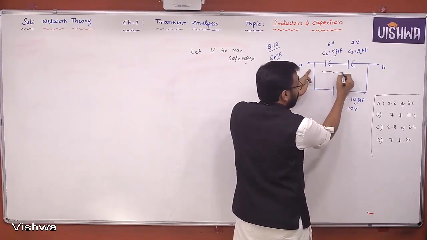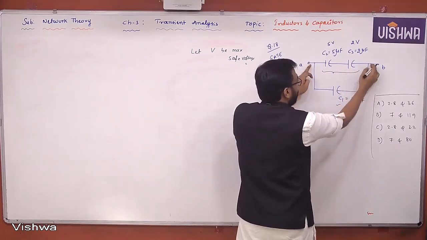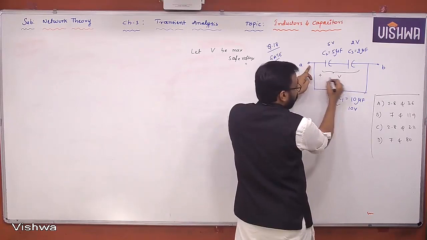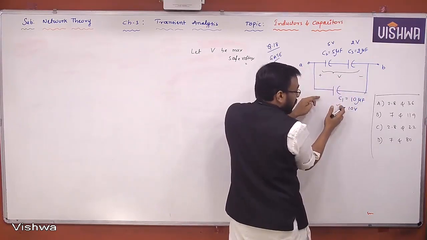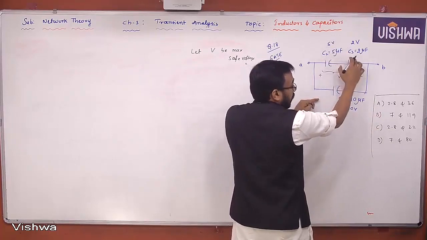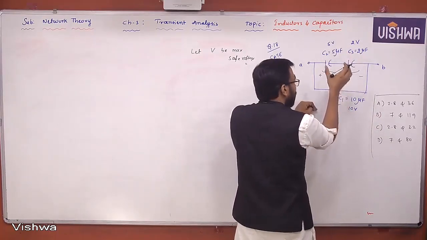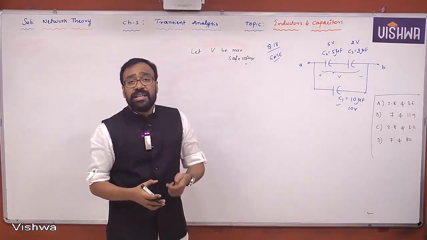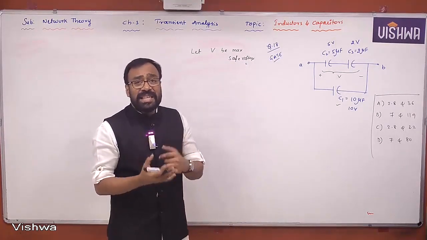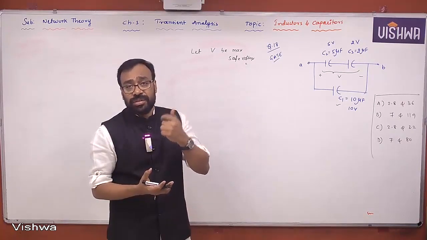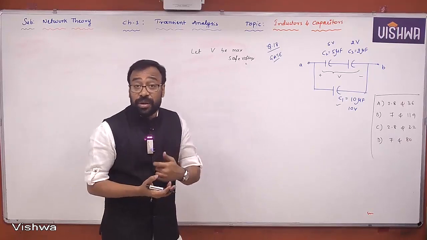But these two capacitors are connected in series. For this series combination, if I apply some voltage V, the same voltage is appearing across this also. This is already safe, no problem. But now I am worrying about C2 and C3. Now, when capacitors are connected in series, you can easily understand which capacitor is going to be in the dangerous zone. Easily you can do. How is it?